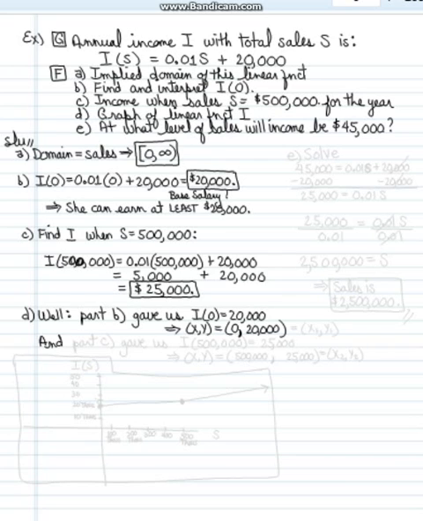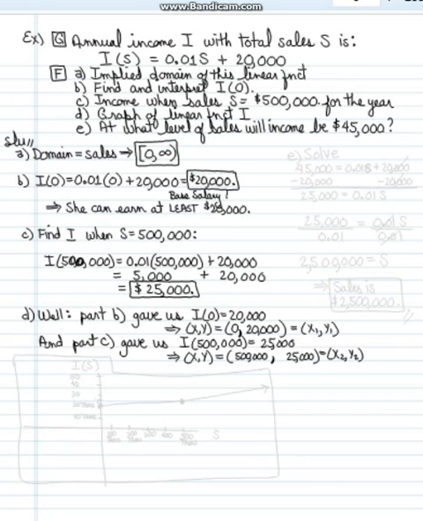And part C gave us I of 500,000 equals 25,000. So that's an ordered pair there: x, y equals 500,000 for the x, 25,000 for the y. We'll call that ordered pair x sub 2, y sub 2. That way we'll have two separate ordered pairs here.